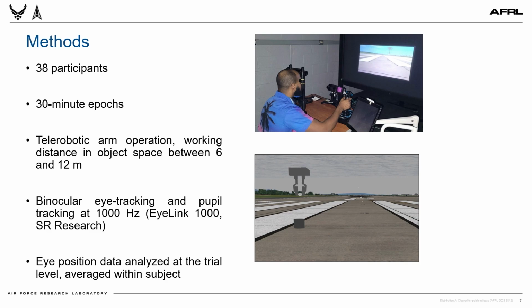We had 38 participants, all but one pre-presbyopic because, as we talked about Monday, promptly on your 45th birthday, your eyes stop working. And that's just noise that I didn't want to deal with. So we, generally speaking, stick to pre-presbyopic subjects, although one did sneak in there. And then we used the binocular eye tracker, the iLink 1000, which gets binocular posture or vergence at 1,000 hertz along with pupil size. And then eye position data were analyzed at the trial level and averaged within subject.